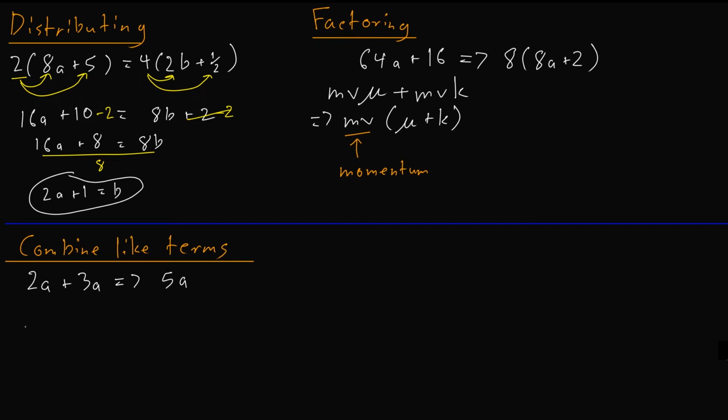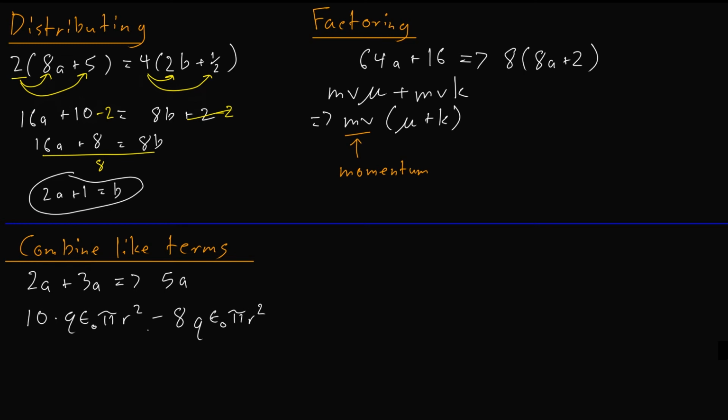Sometimes you might have some crazy big expression like 10 times q epsilon naught pi r squared minus 8 q epsilon naught pi r squared.